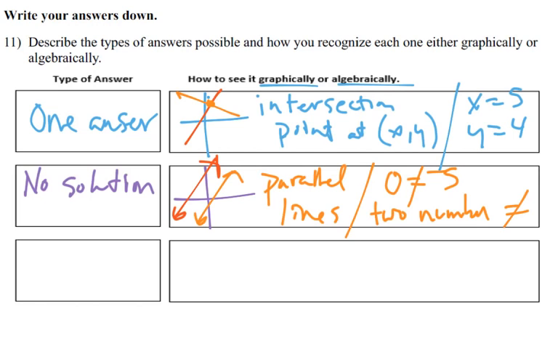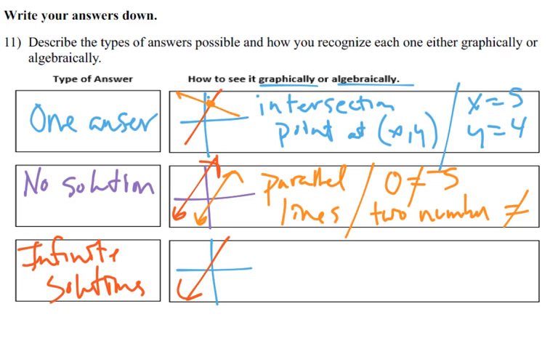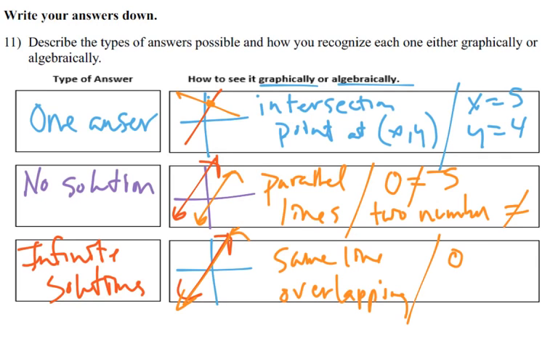And the final one is infinite solutions. How do we see that? Well, graphically, it's the same line just overlapping, right? So same line overlapping. How do we see it algebraically? We end up with something like 0 equals 0 or -5 equals -5. Two numbers that are equal and no variables. Okay?